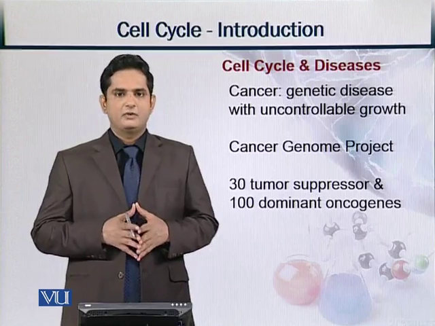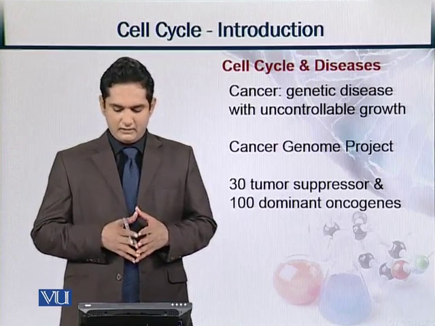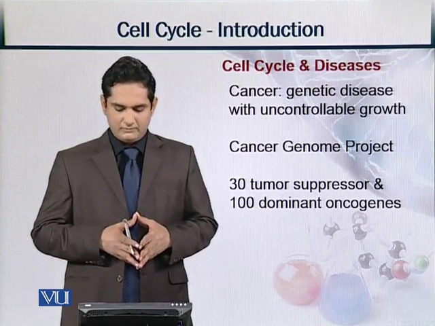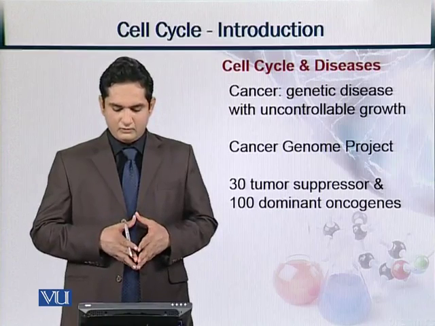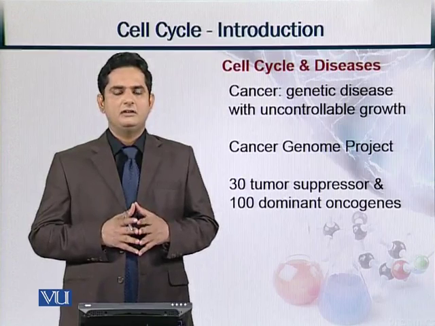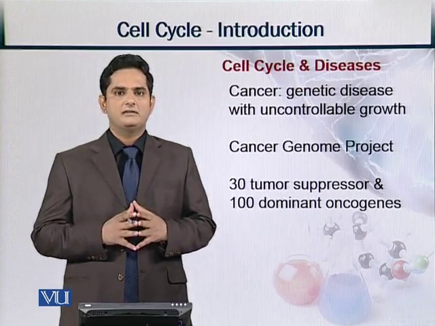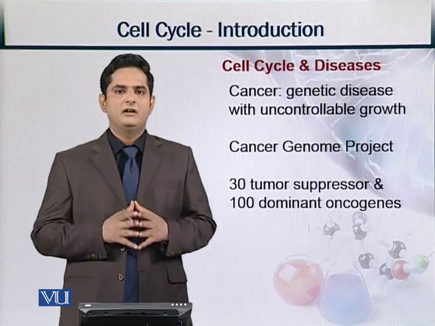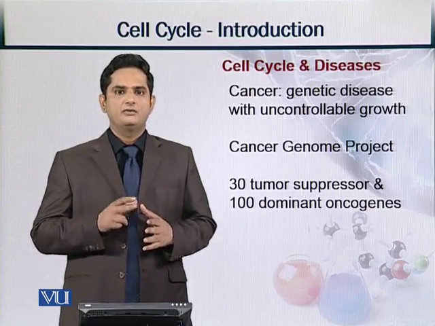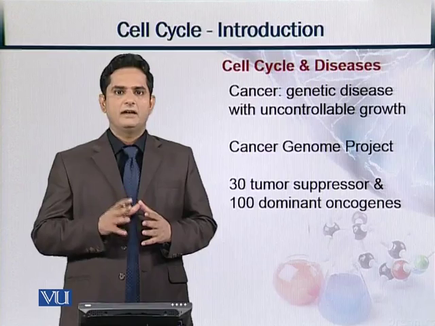So in the cancer genome project, until now we have 30 tumor suppressors and 100 dominant oncogenes. Now what are these tumor suppressors and what are these dominant oncogenes? Suppressors, as the name suggests, are the genes which help the cell to come out of cancer, that is, how cancer can be avoided. Those are tumor suppressors. They are also called anti-oncogenes. On the other hand, dominant oncogenes are those genes which have the potential to grow in a cancerous cell.